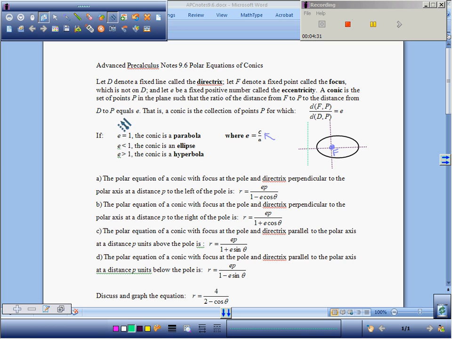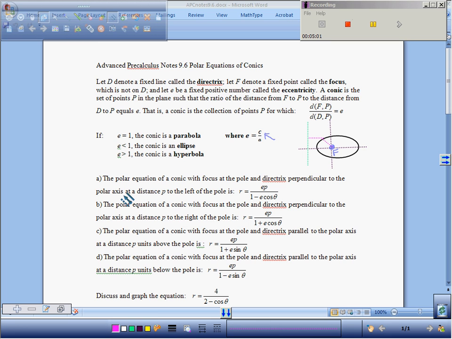And it turns out that in an ellipse, the distance from a focus to a point on the curve, so this is the distance from the focus to a point on the curve, and this is the distance from the directrix to another point on the curve, this over this for an ellipse is always less than 1.